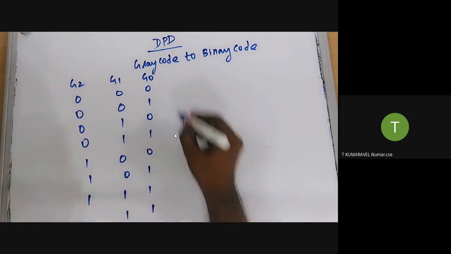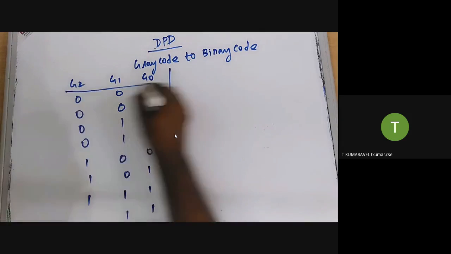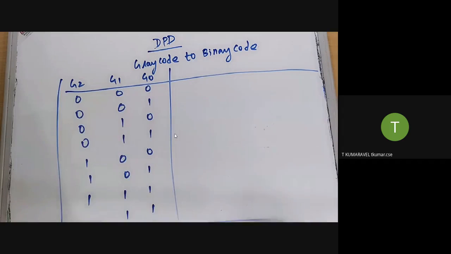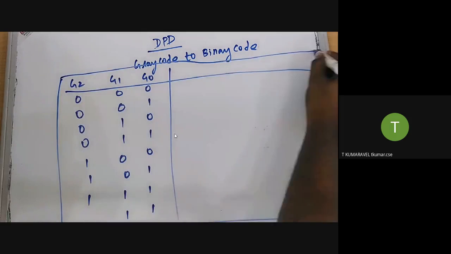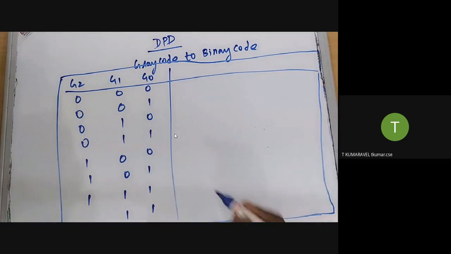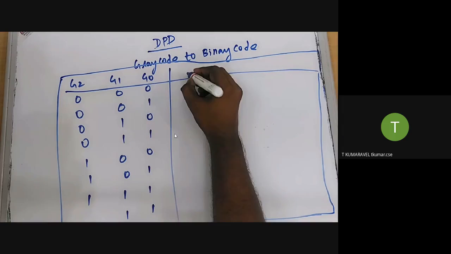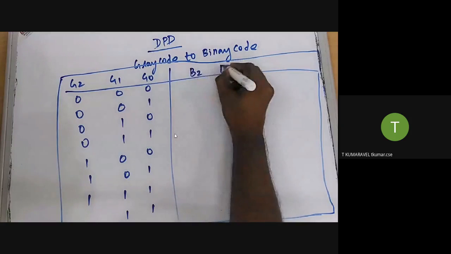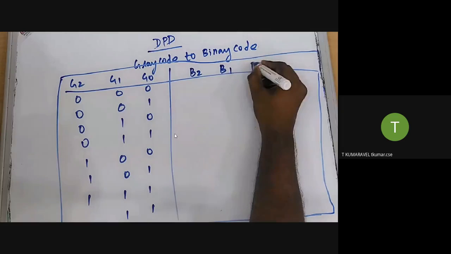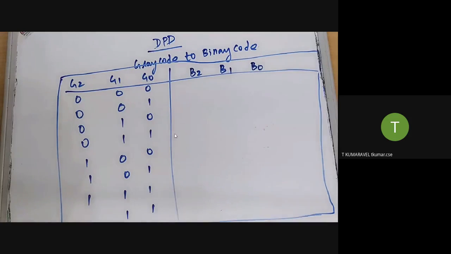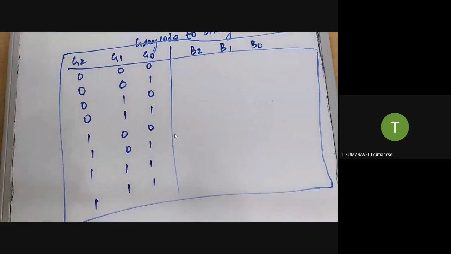Okay, this is my input. The operation I'm going to perform is converting gray code to binary. The input is a 3-bit value, so the output is also going to be a 3-bit value. You are only going to tell the answer.